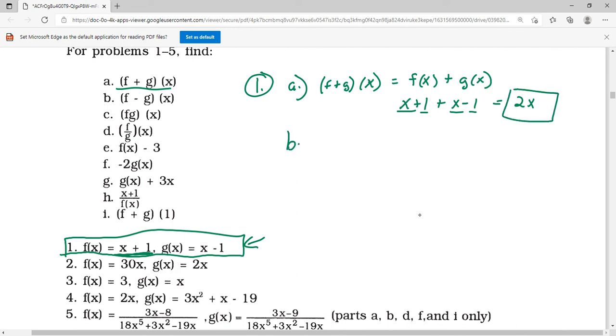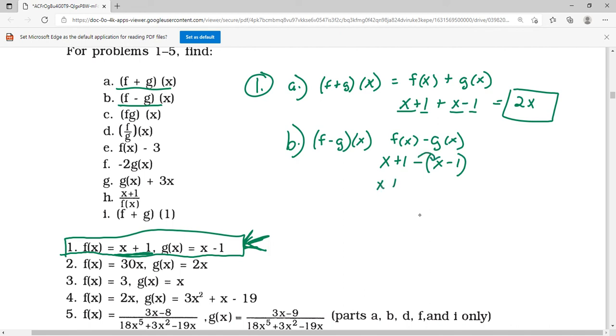Now for B, we're going to be doing f minus g of x. Okay, so that would be f of x minus g of x. And here's our value, right, for number 1. So our f of x is going to be x plus 1 minus our g of x, which is x minus 1. Okay, and then I like to distribute that negative, so I'll have x plus 1 right there, and then I'll have minus x plus 1. X minus x, there's not going to be any x's left. We're just going to have 2.